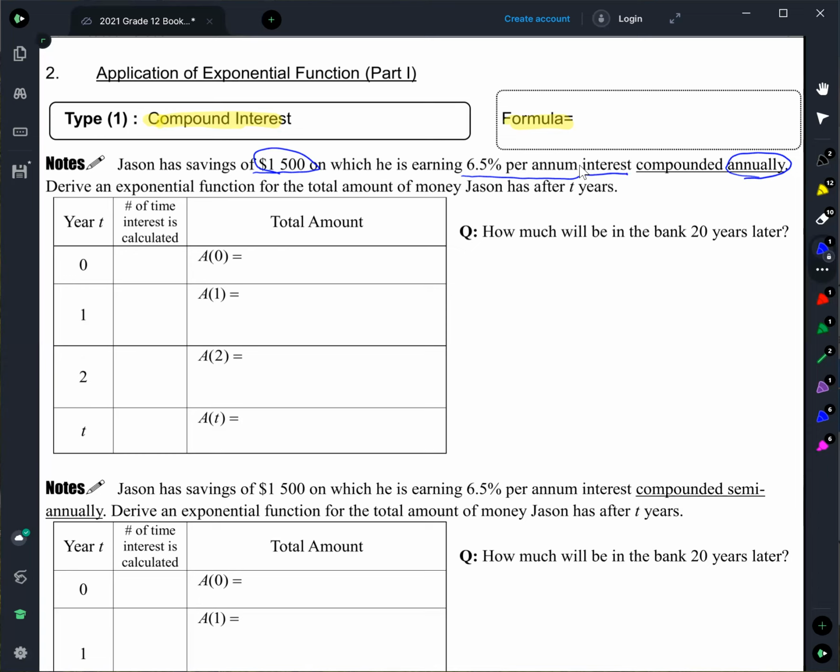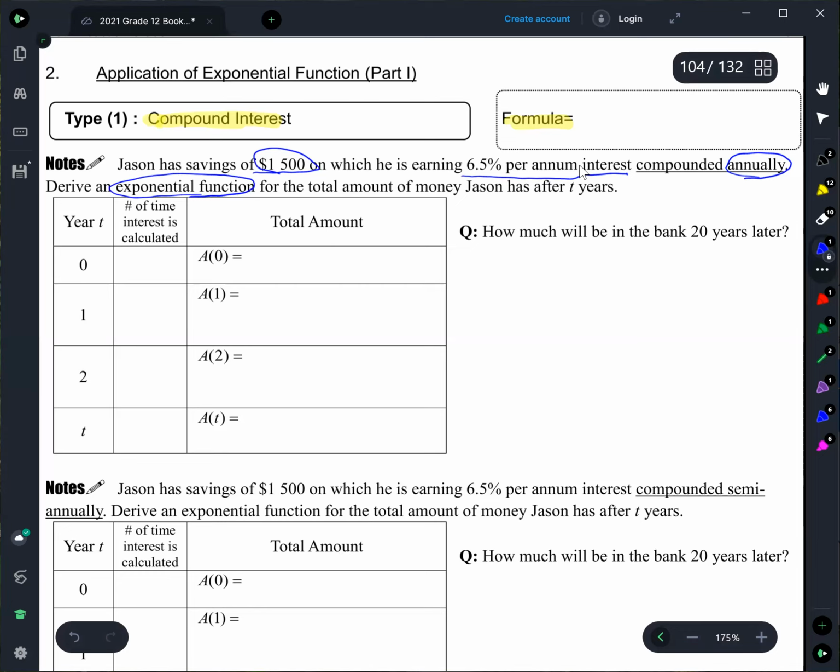So the interest will be increasing every time, because the money you start with gets more and more over time. This is different from simple interest. With simple interest, you always calculate your interest based on your original money, so every year what you earn is fixed. But with this one, every year what you earn gets more and more. Here we want to derive an exponential function, a formula, for the total amount of money.